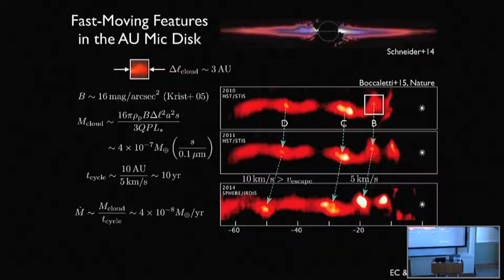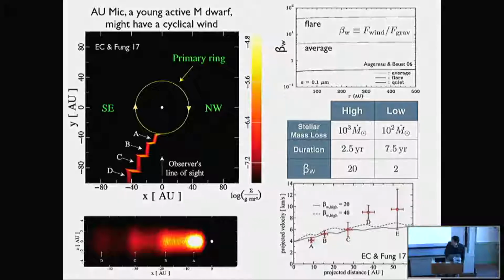Okay, so what is going on? Well, this is what we think is going on. AU Mic, an M dwarf, young, active. M dwarf emits a wind. The whole show, we think, is driven by the stellar wind. We know that AU Mic is emitting a strong wind. We know because it flares in X-rays and in UV. Mass loss rates inferred are at least hundreds of times larger than the solar mass loss rate.